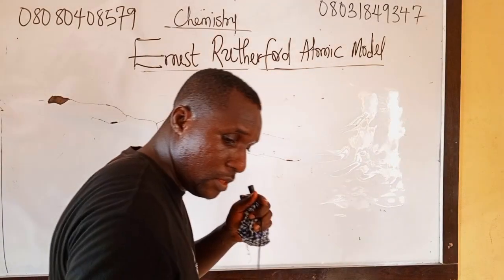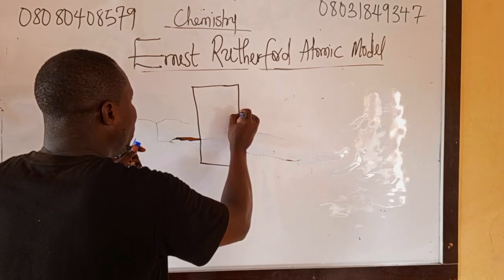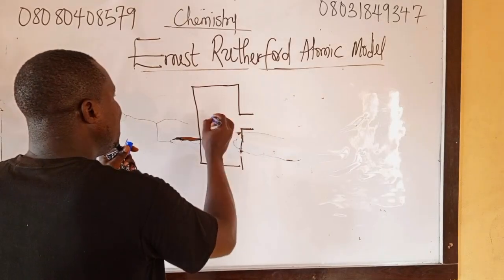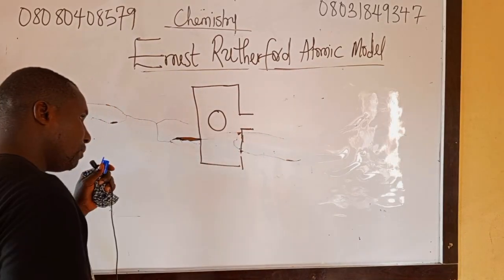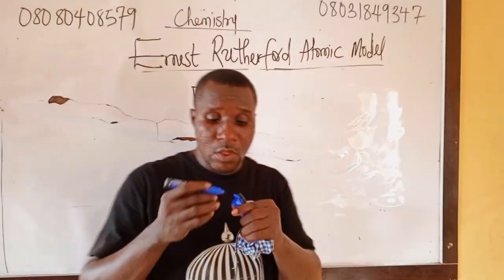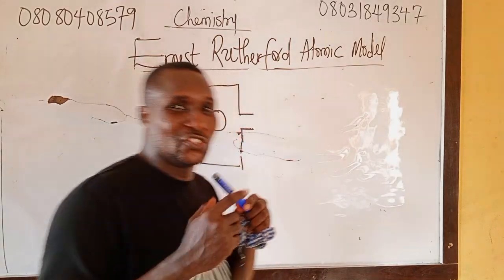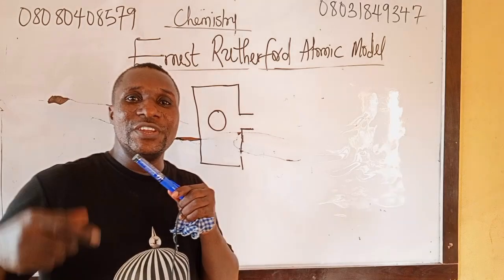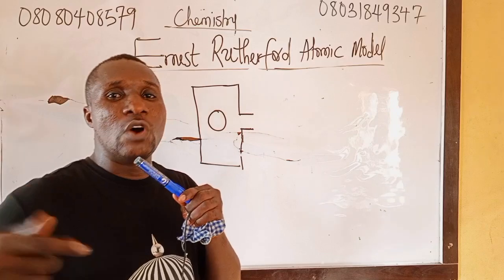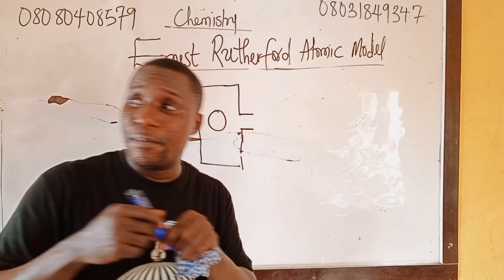Take note of this. You have a box that is made of lead. Inside the box, there is polonium. What is the function of polonium? Polonium produces alpha particles. They can ask you that during exams: in Ernest Rutherford experiment, why did he use polonium? Because polonium produces alpha particles.